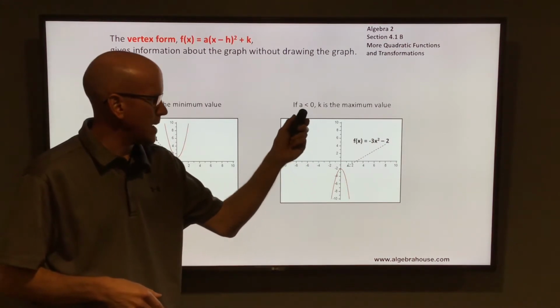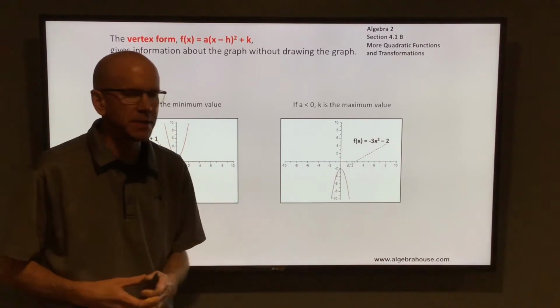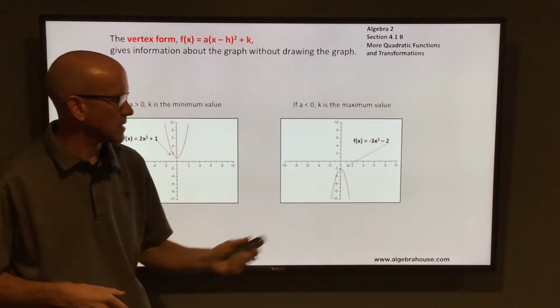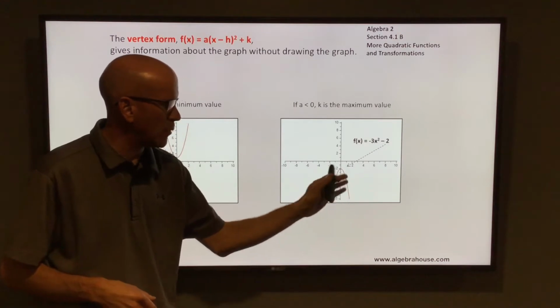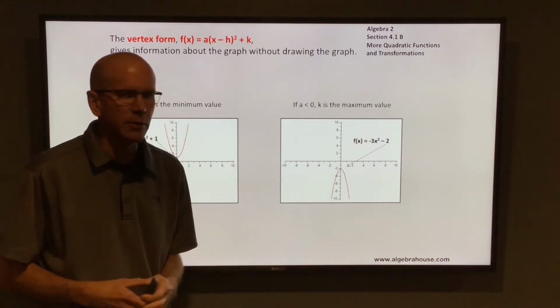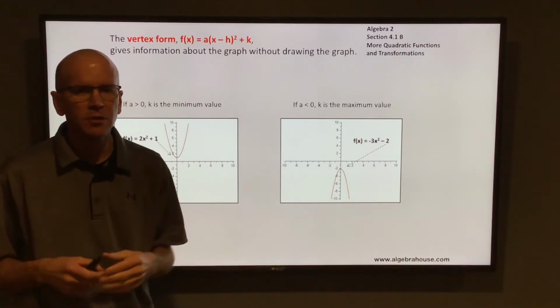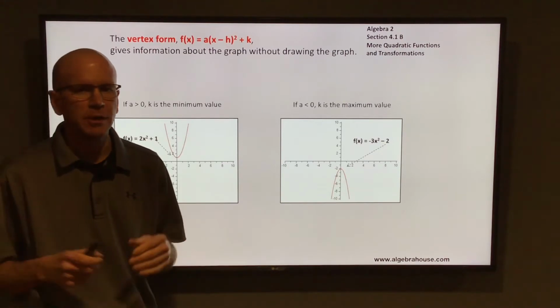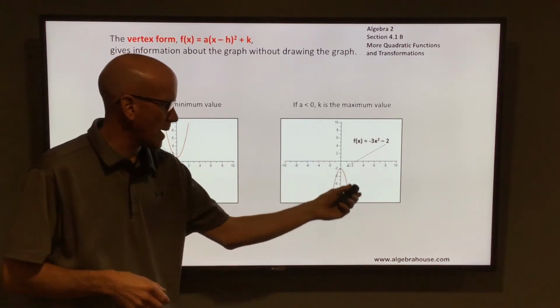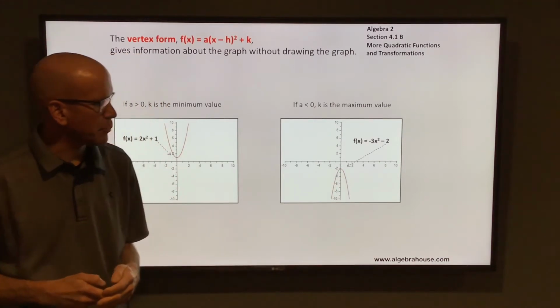Likewise, if a is less than 0, so if the number in front of the x squared is negative, that means there is a maximum value. It means the parabola opens downward, and if it opens downward, there's a high point or a maximum value that the parabola reaches. And again, whenever you're talking about the value of a function, you're talking about the y value at any particular point. So for that parabola, there is a maximum value, a high point that the parabola reaches.